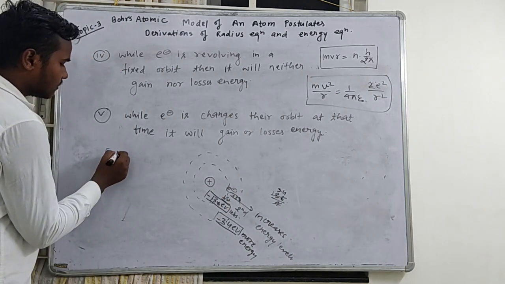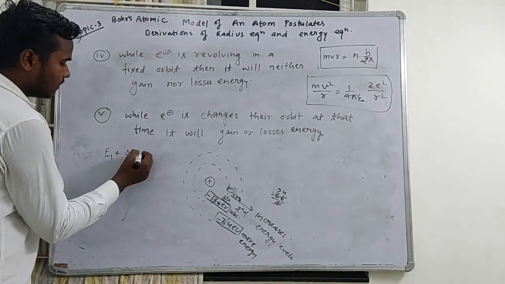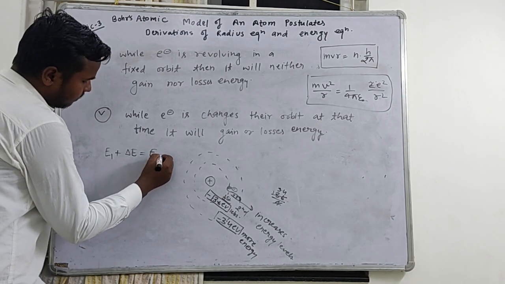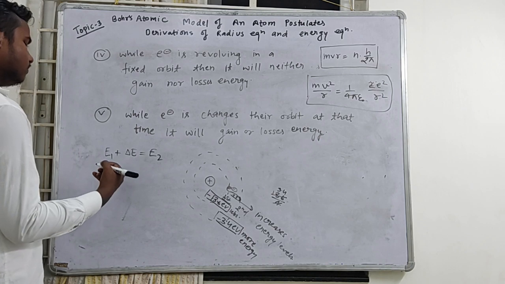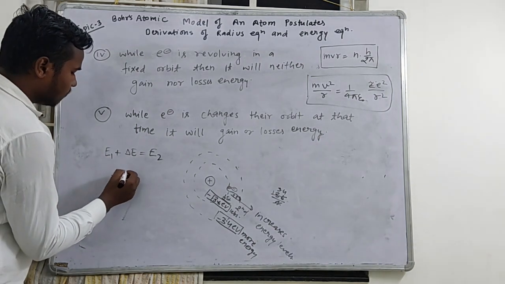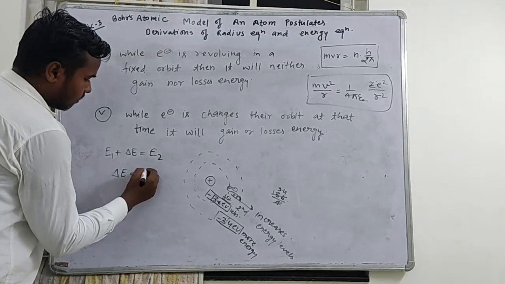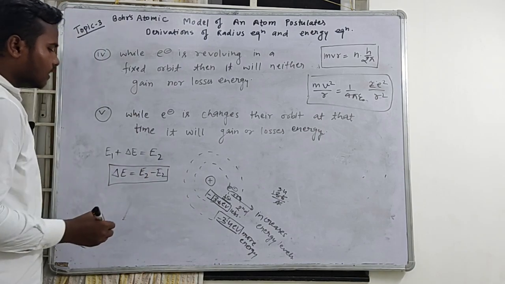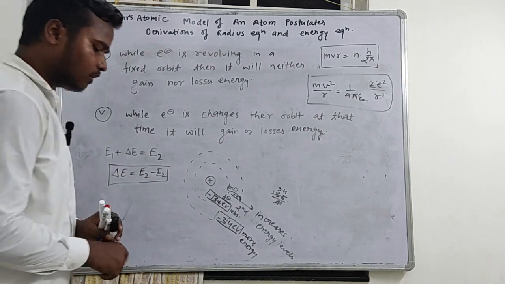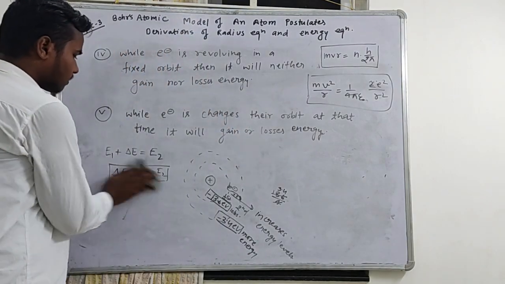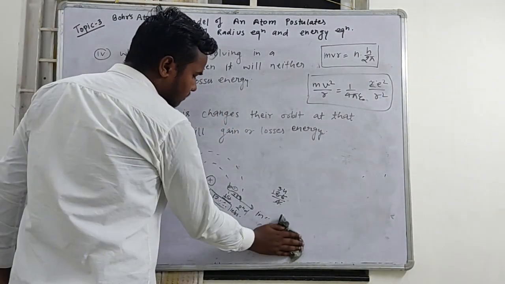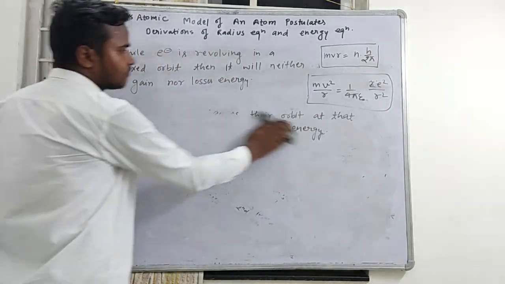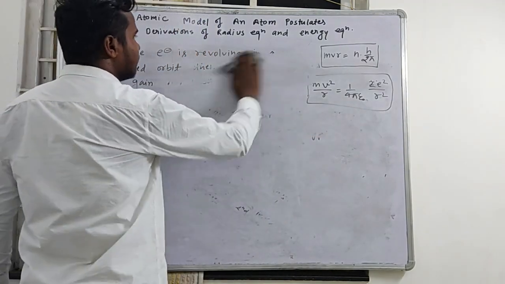Means E1 plus we have to give delta E energy, then it will reach the E2 orbital or E2 energy level. Then from here we note that delta E is equal to E2 minus E1. It is the final postulate of Bohr's atomic model. From here we will go next to the derivation of the radius equation and energy equation.